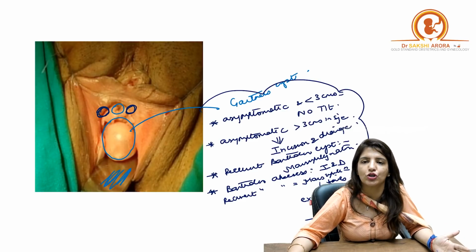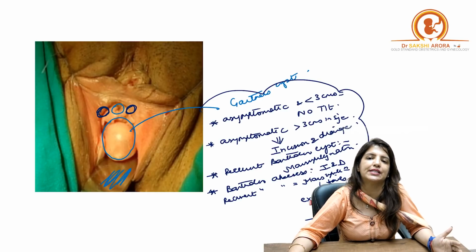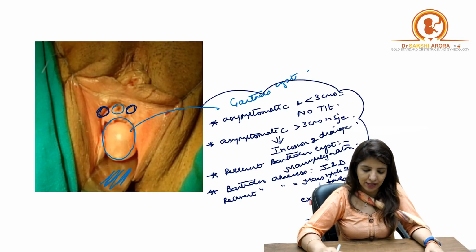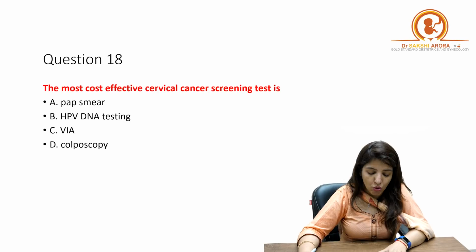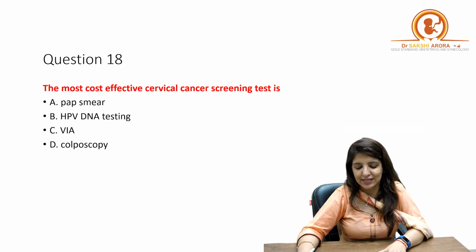What is the most common organism leading to Bartholin abscess? It is E. coli, right? Okay. Next question, the most cost-effective cervical cancer screening test.